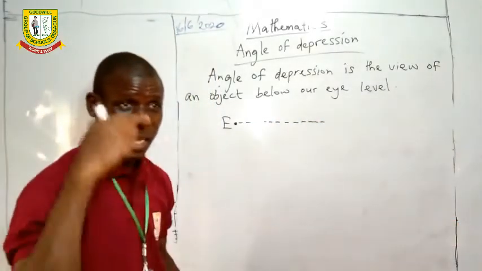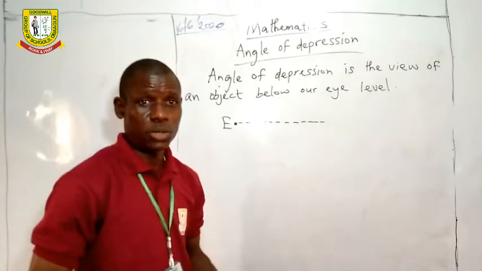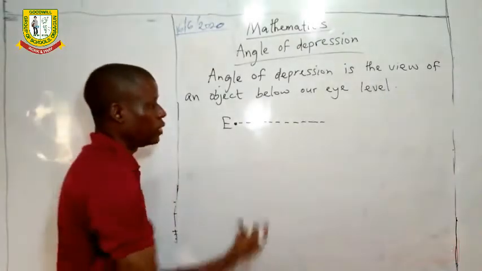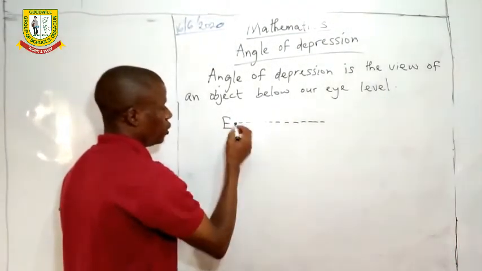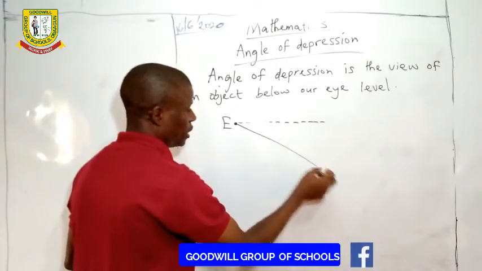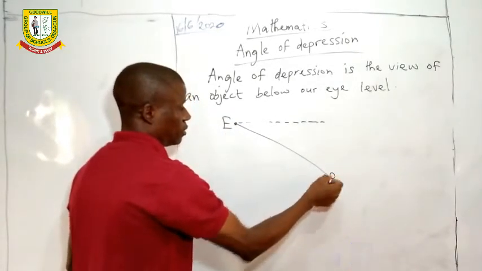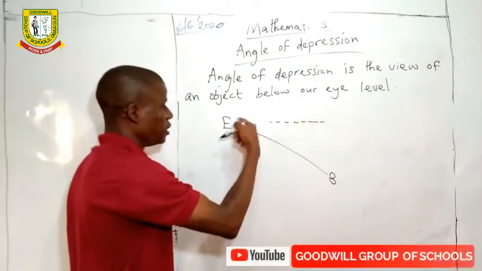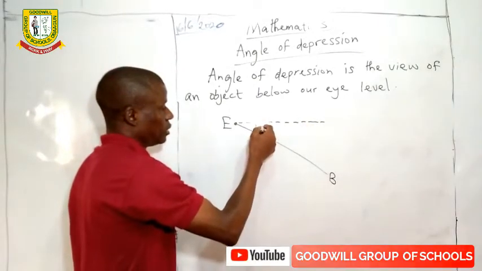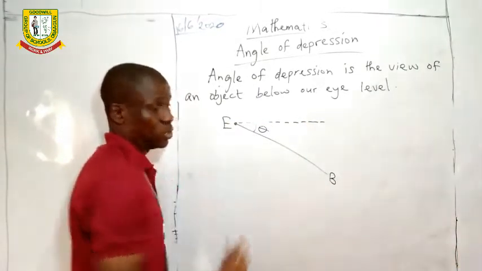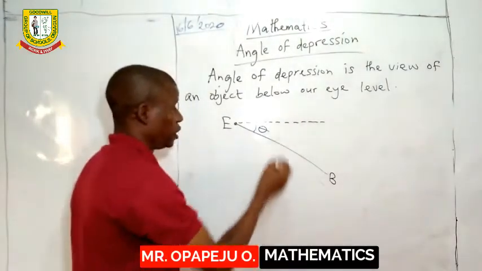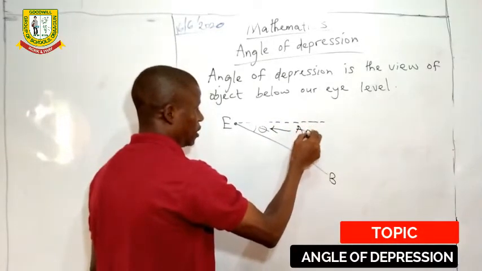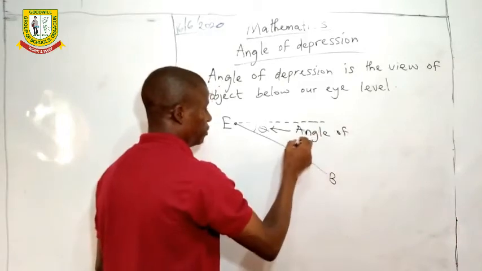It is more or less imaginary, just to help us to understand what we are trying to talk about. Now, from our eye level, we are looking at an object that is below. Then that means the object is located somewhere down here. So, the angle that we have in between our eye level and the line of view, that is what gives us our angle of depression. So this is the angle referred to as our angle of depression.